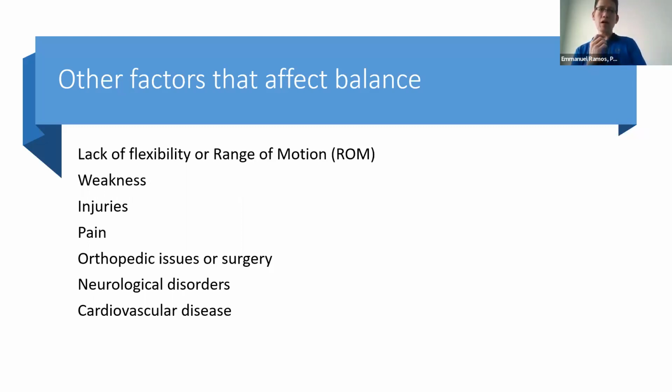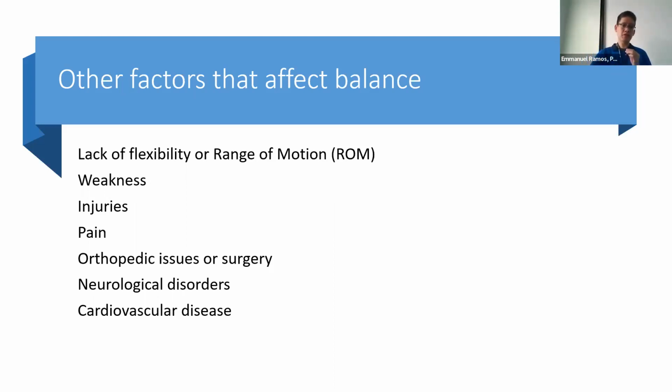Weakness. Let's say you had a stroke, a surgery, a spinal injury, or a back injury that has lumbar radiculopathy. You have pain going down the leg and nerve damage in your legs, so you will have weakness in your legs. When you have weakness, you don't have enough muscle strength to hold yourself up.